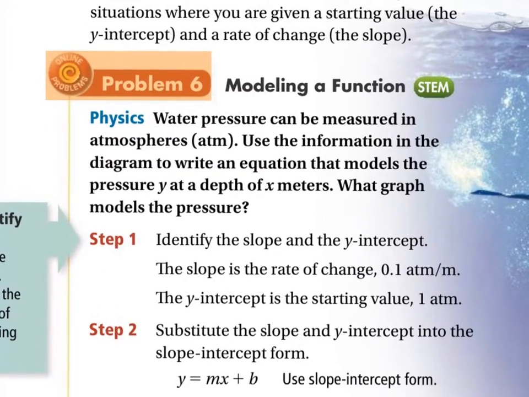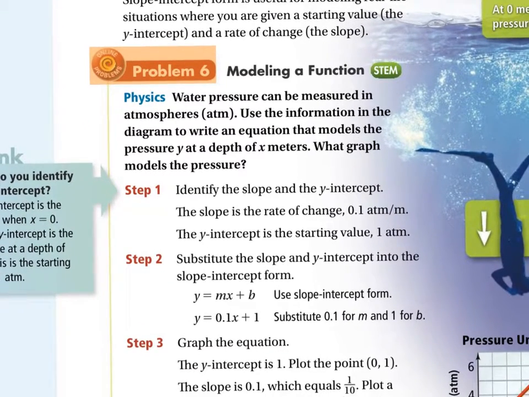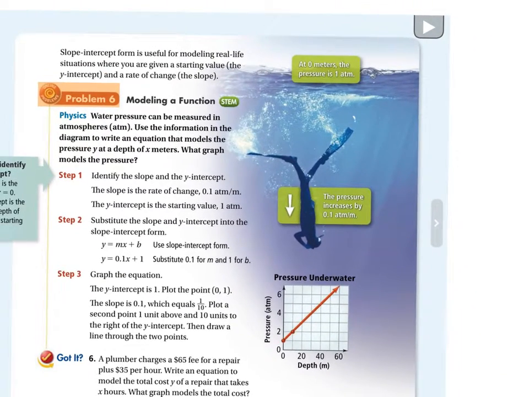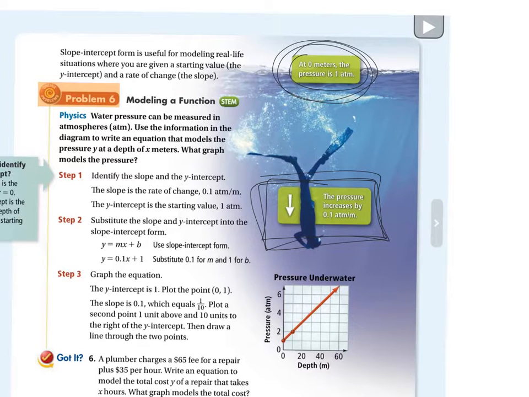So problem 6, water pressure can be measured in atmospheres. Use the information in the diagram to write an equation that models the pressure Y at a depth of X meters, and what graph models the pressure. So first thing, looking at the picture here, you can see at 0 meters the pressure is 1 atmosphere. That would be like our y-intercept, that's our initial value. And then the pressure increases by 1/10 of an atmosphere per meter. That's our rate of change, or our slope.